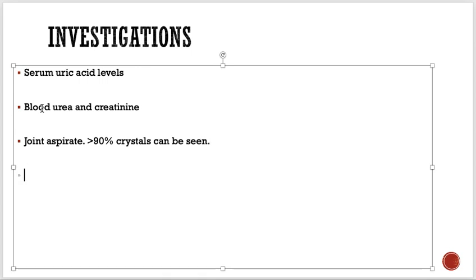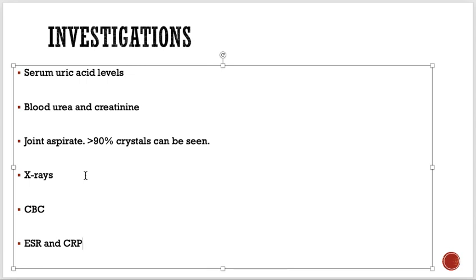Now the important thing over here. Okay, this one is done. Then I will tell you how they see the crystals. We can do an X-ray of the involved joint. Sometimes we do X-rays to see the tophi, the tissue swelling, the erosions and things like this. And of course, you can do CBC, ESR and CRP, which check for any inflammatory process, right?